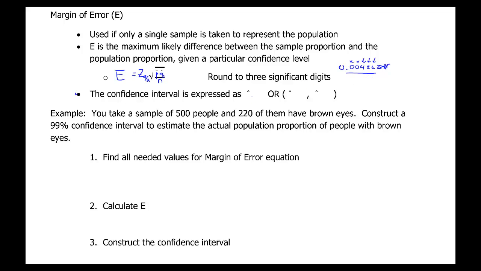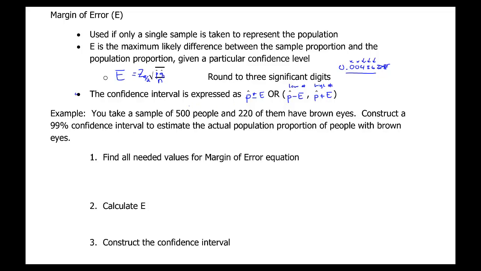Then we're going to express the confidence interval as the sample proportion plus or minus the margin of error, which ends up being the sample proportion minus the margin of error for the low number in the range, to the sample proportion plus the margin of error, which gives you the higher number of the range. So this one should be the low number, and this one should be the higher number.